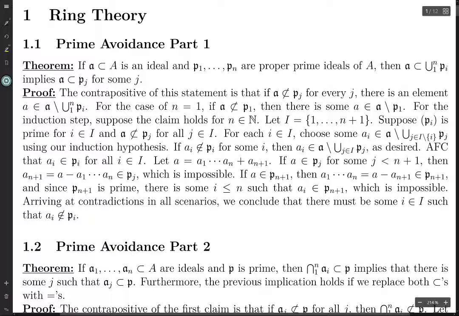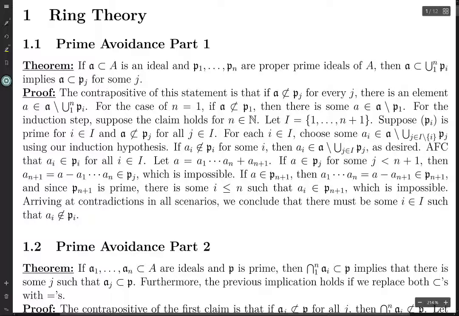And to prove this, we look at the contrapositive. So you suppose that A is not contained in P_i for every single prime ideal P_i in this union, then A is not going to be contained in this union. Or equivalently, there is an element a which is in the ideal A but not in the union. Oh, I may have mixed that up. So you have an a which is in A but not in this union. That's what it means to be not included in here.